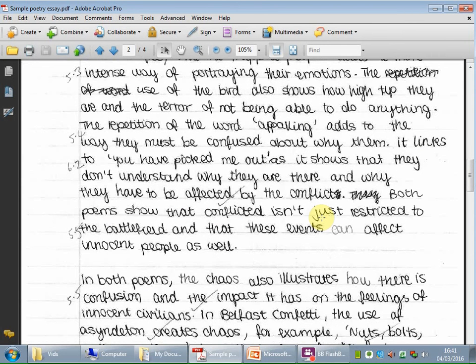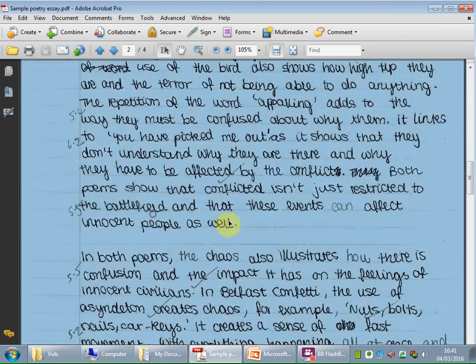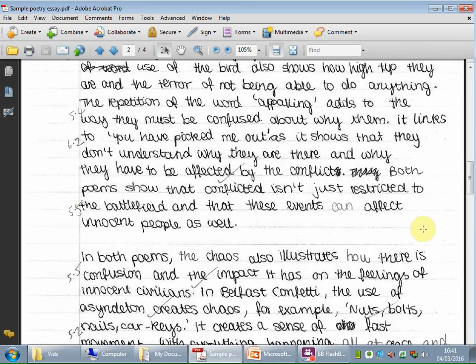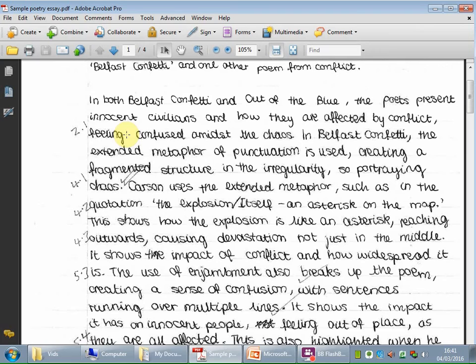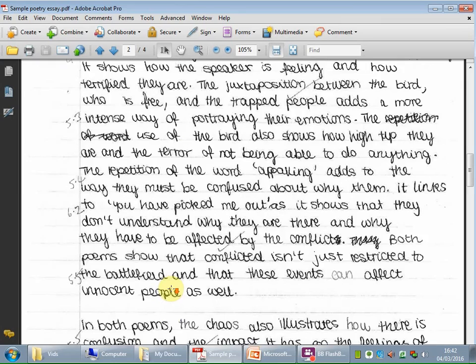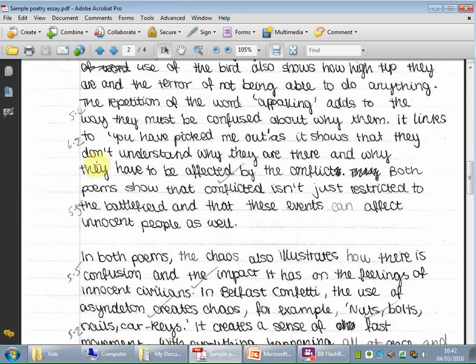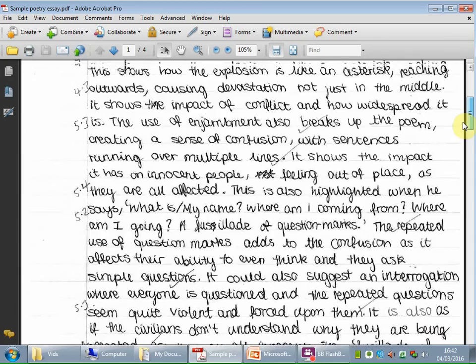affected by the conflict. Both poems show that conflict isn't just restricted to the battlefield, and that these events can affect innocent people as well. So can you see how you've still got this strong sense that we started with about innocent civilians here? So that's in your topic sentence, and that's in your concluding sentence also, which comments on both poems at the end.